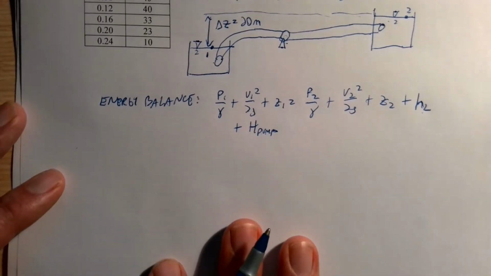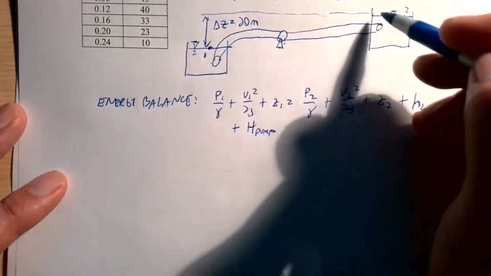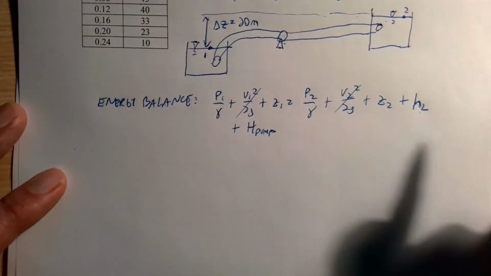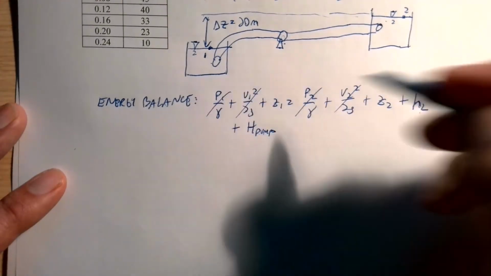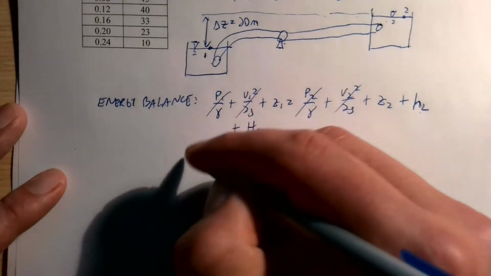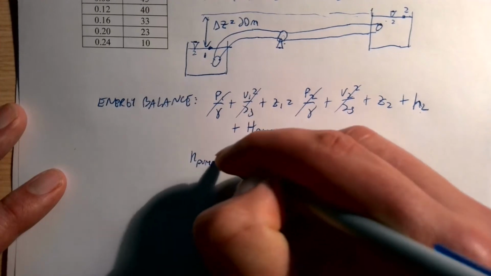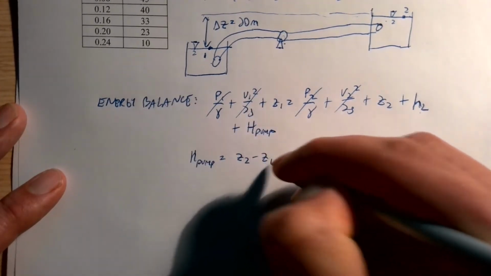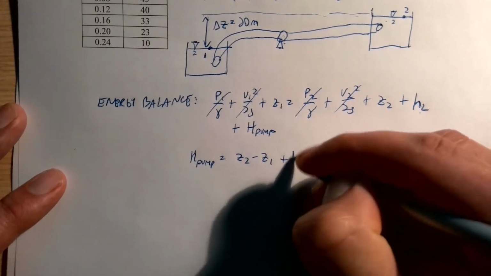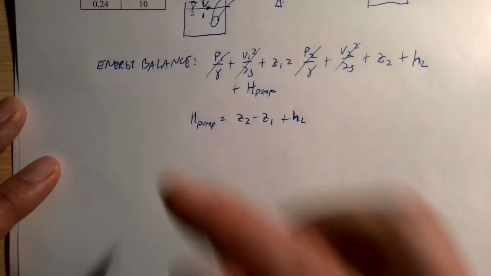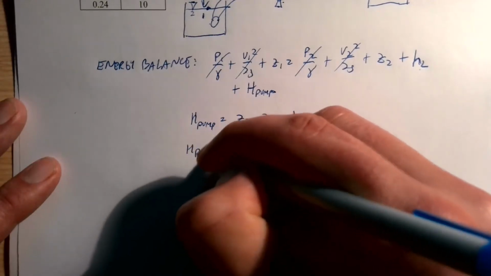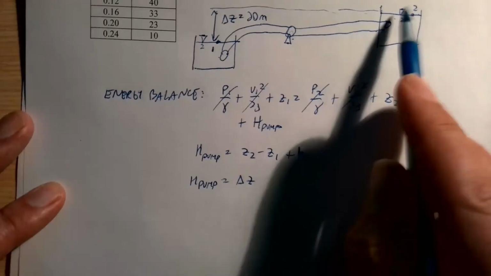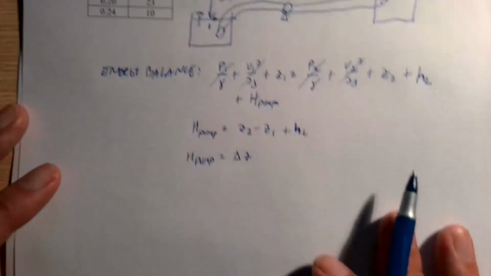And so by cleverly choosing this point here and this point there, the velocities are going to be negligible and the pressure is going to be atmospheric at both places. So we just get that H pump has to equal Z2 minus Z1 plus HL. And so if I call that Z2 minus Z1 my delta Z, Z2 being higher, it's going to be a positive 20.